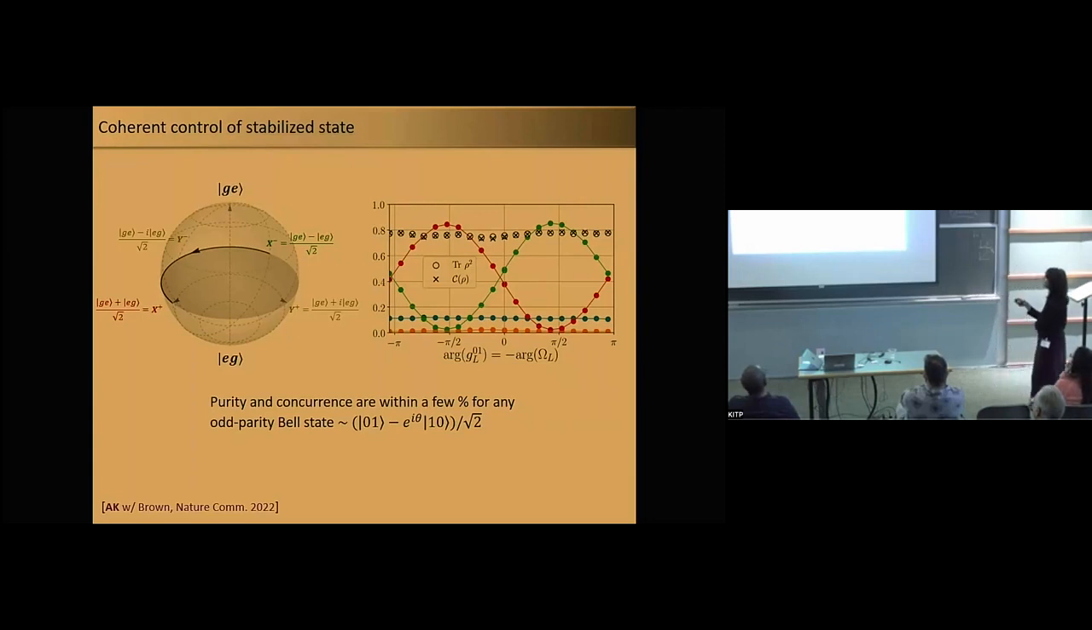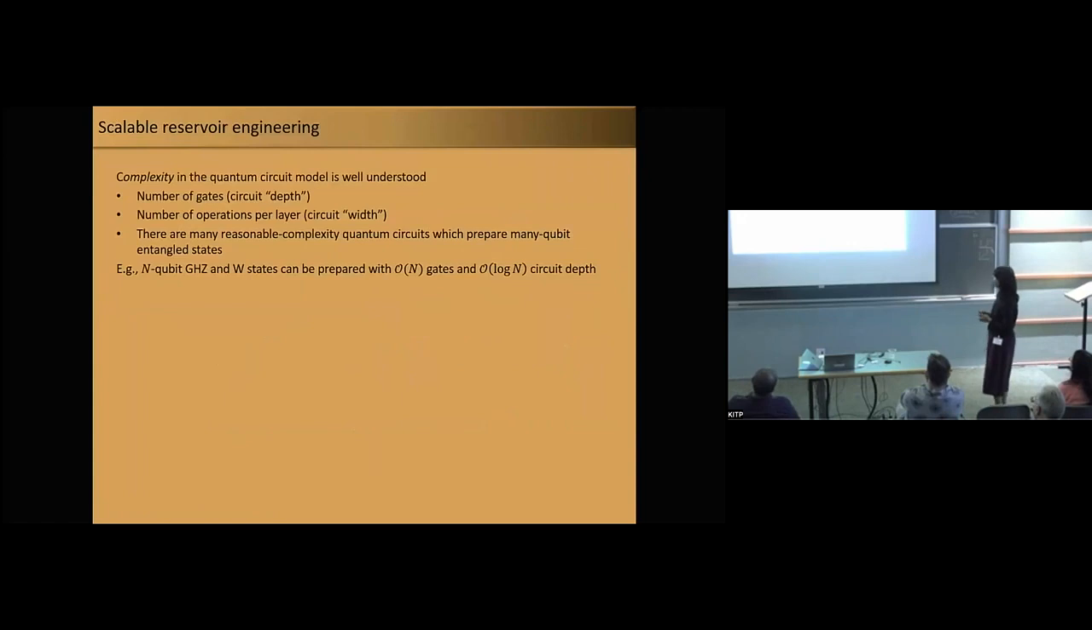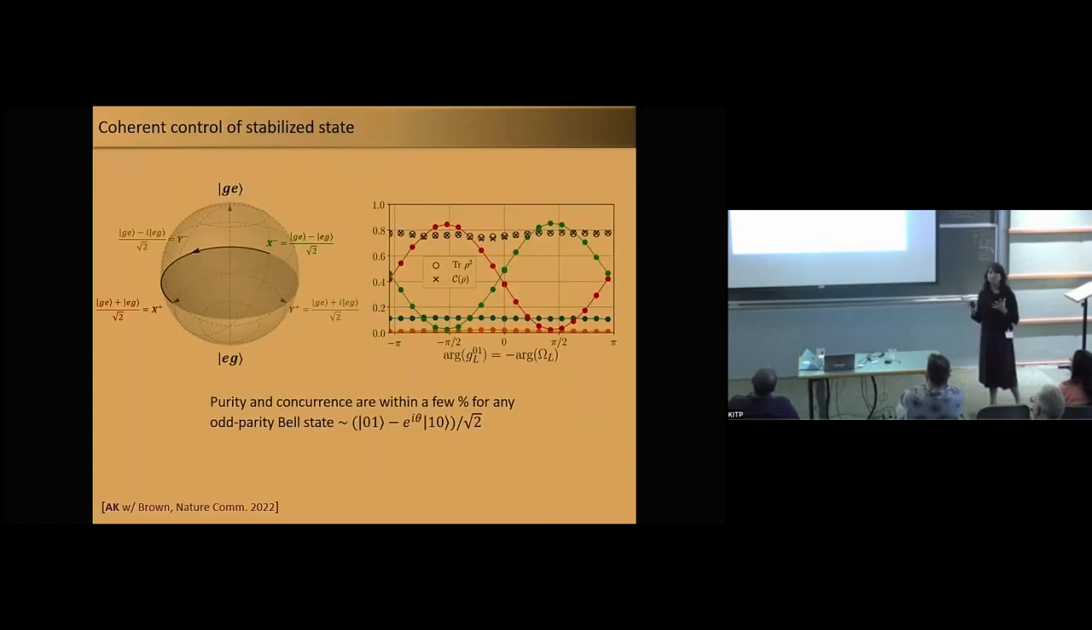And you see, just by changing the phase of the drives, they were able to actually tune where they are on this Bloch sphere on the equator without losing any purity or concurrence. So the purity and concurrence remain the same within a few percent while they are tuning their drives. So it can also lead to a kind of coherent control of the stabilized manifold without actually breaking the stabilization. So all this was very interesting, but it was actually proof of principle.